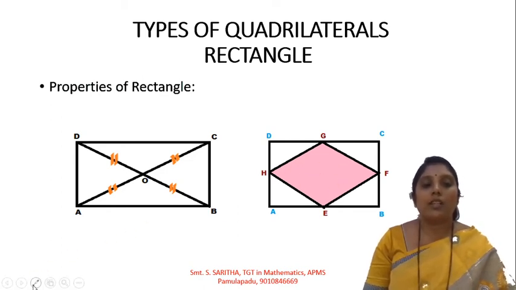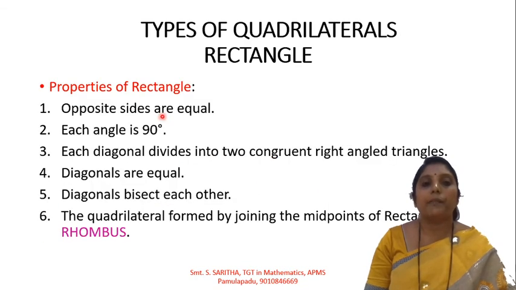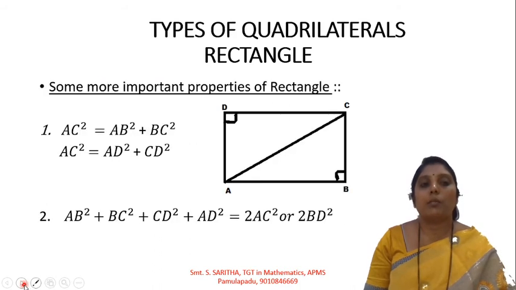Let us recall all the properties of a rectangle again. Opposite sides are equal. Each angle is 90 degrees. Each diagonal divides the rectangle into two congruent right angle triangles. The diagonals are equal. The diagonals bisect each other. The quadrilateral formed by joining the midpoints of the sides of the rectangle is a rhombus. This is all about the rectangle.